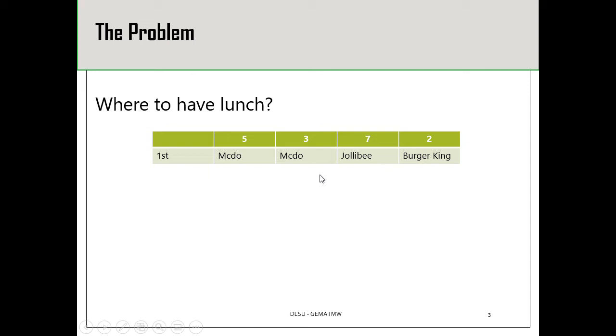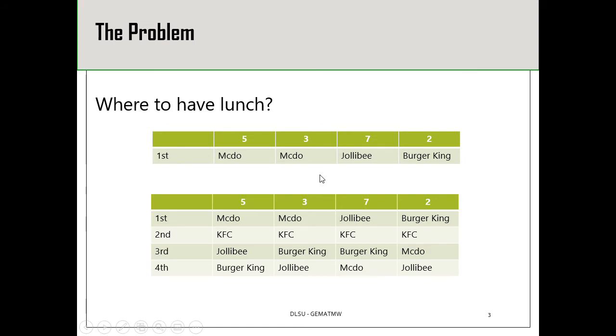Now, in some cases, you rank your choices, such as this one. In this case, 5 people ranked McDo first, followed by KFC, Jollibee, and then Burger King. In this group, 3 people ranked McDo first, followed by KFC, Burger King, and Jollibee.